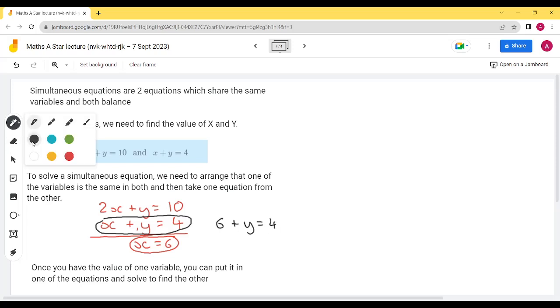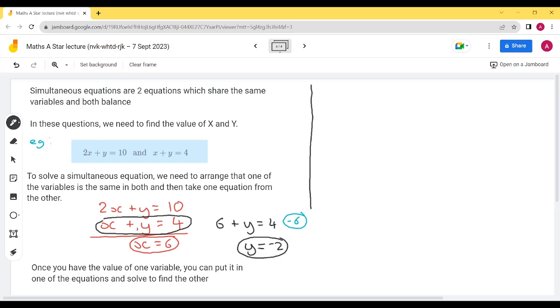And then we rearrange the equation. We want to get the y on its own, so we need to take away 6 from both sides. Remember, from solving equations, whatever you do to one side of the equation, you have to do exactly the same to the other side. That gives us y equals -2. So our final answer is x equals 6, y equals -2. And if we put it in the other equation, 2 times 6 is 12, plus -2, which is the same as take 2, equals 10.